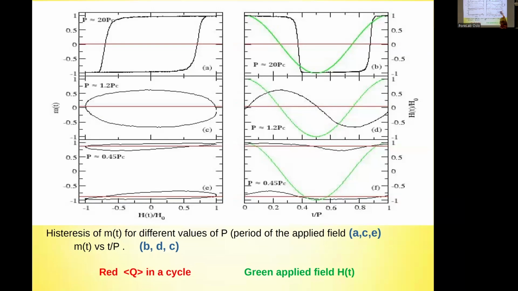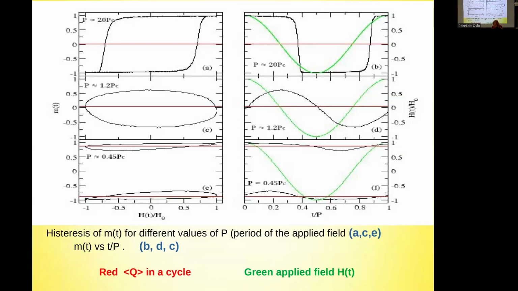As the field becomes faster, you see now there is some delay between the magnetization switching and the field. And when the field is very fast, simply the spins cannot switch completely, so they stay oscillating around the maximum value. So this is the ordered phase, because the average magnetization is different from zero. There you have an idea of the hysteresis loops.